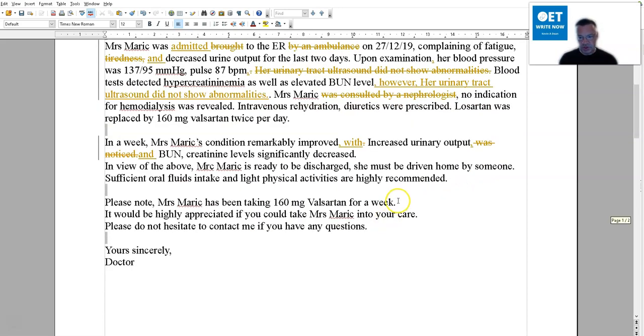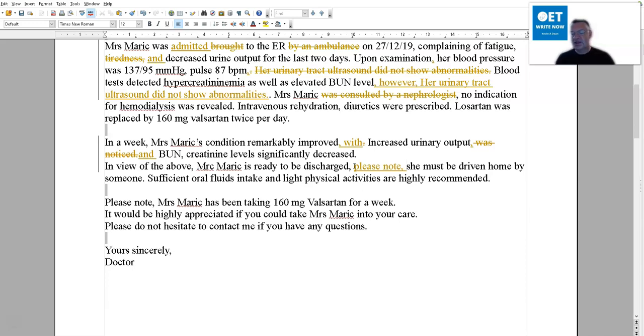In view of the above, to be discharged. She must be driven home by someone. Well, yeah. In view of the above, with the discharge. So you need to put something in from the case notes. It says something like she can't drive herself. I think it's like she can only go home if somebody is going to drive her. So please note she must be driven home by someone, on discharge. Please note, only if. So we need to put the condition in.